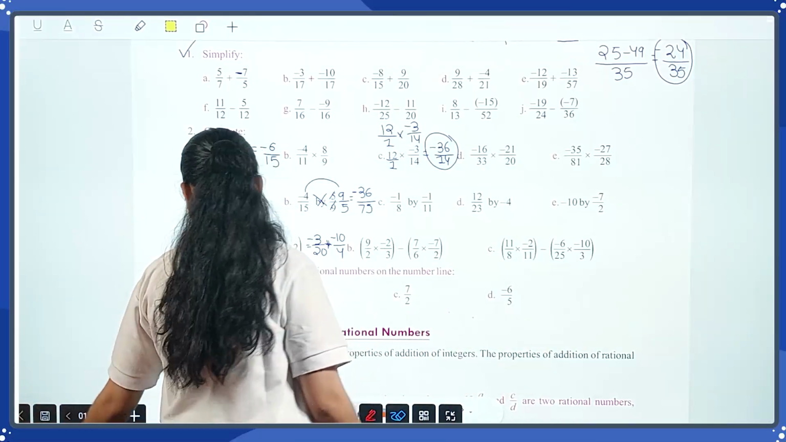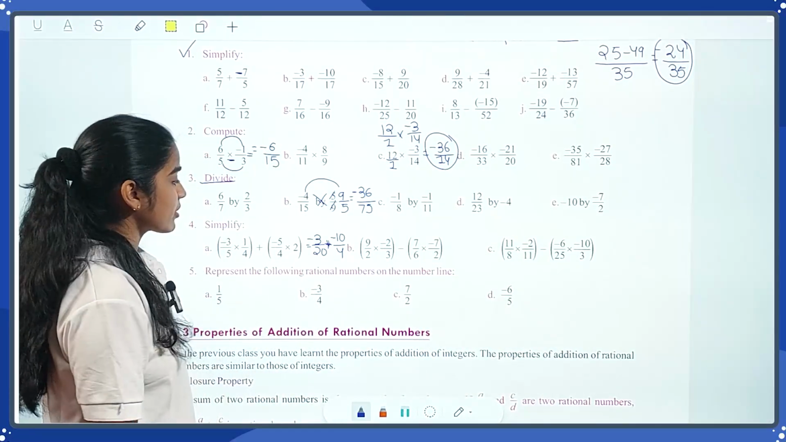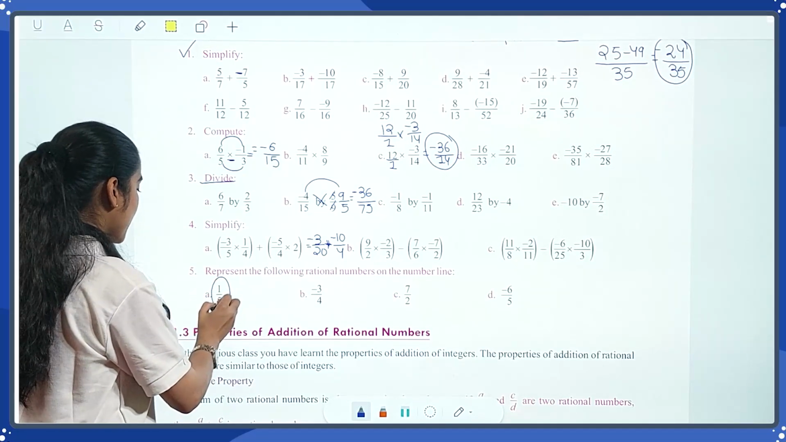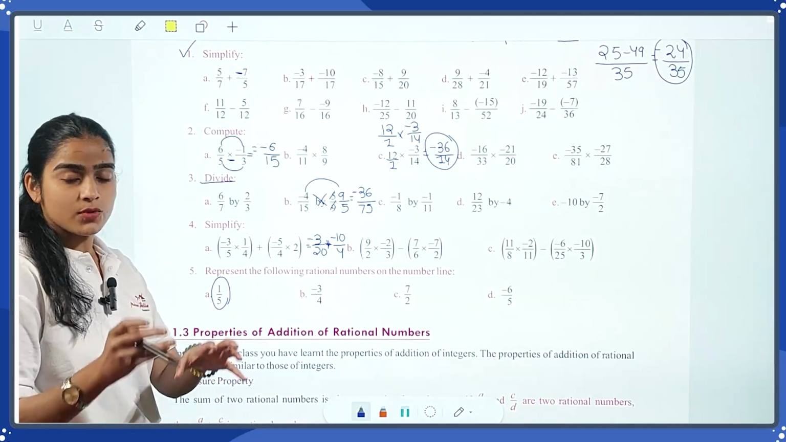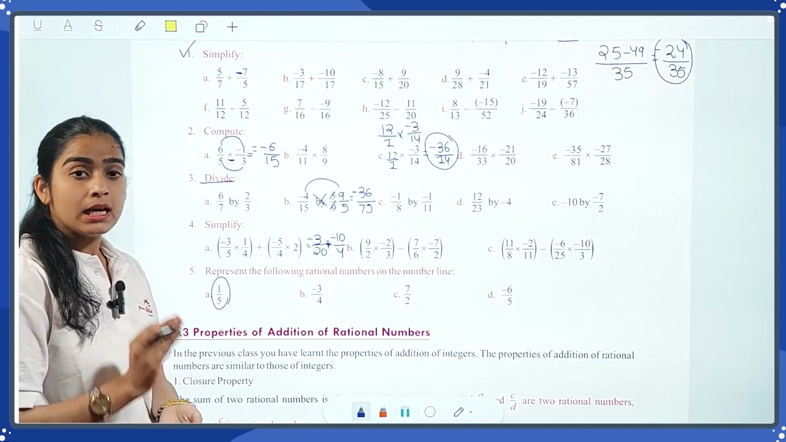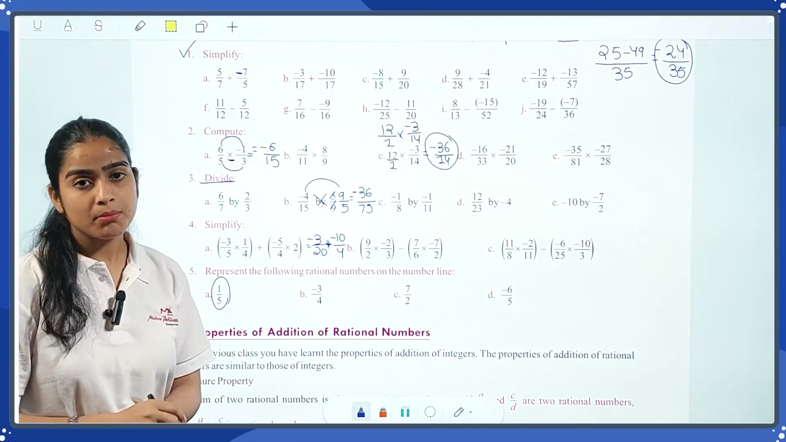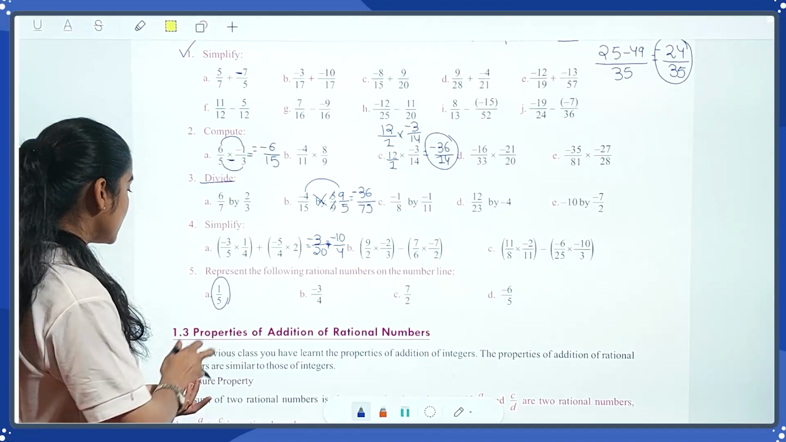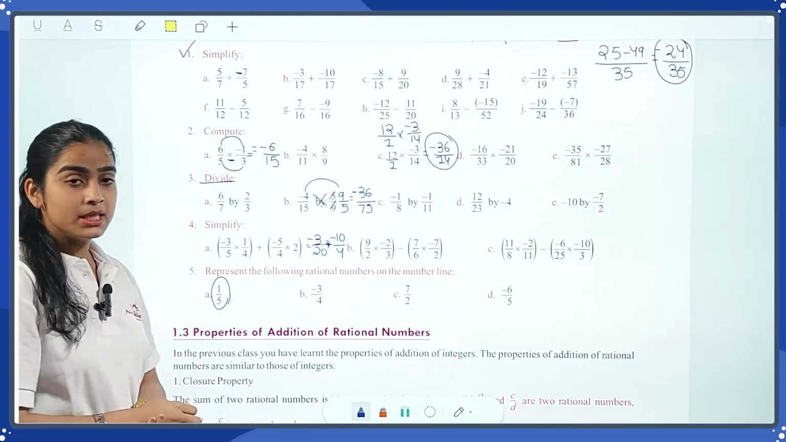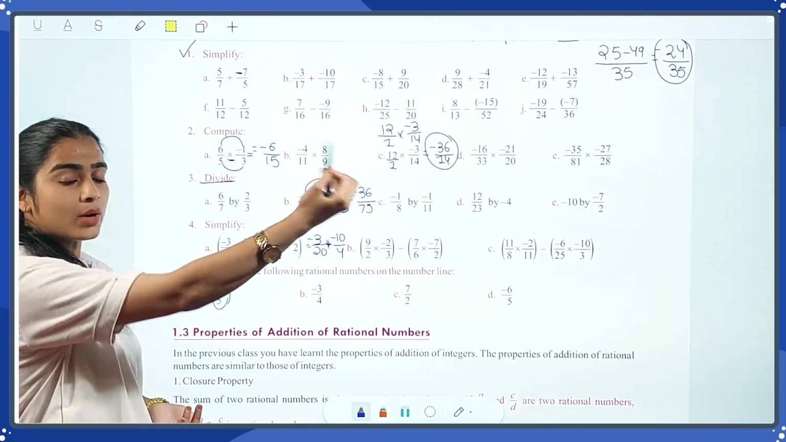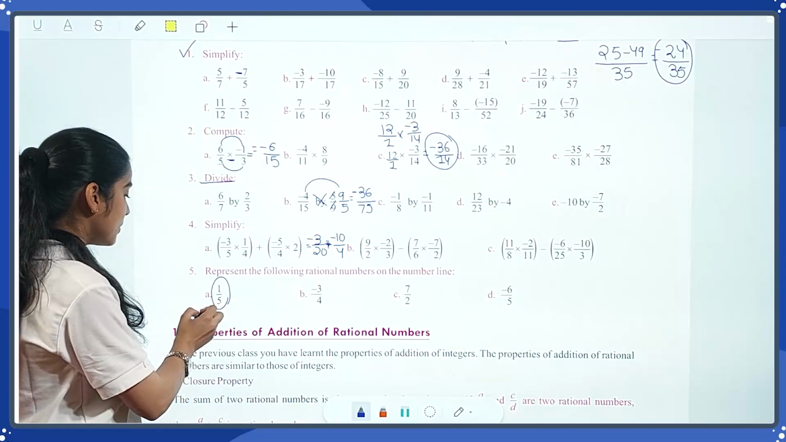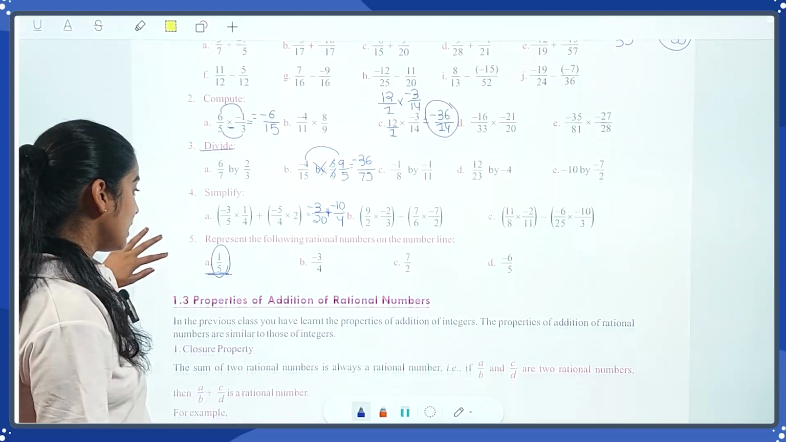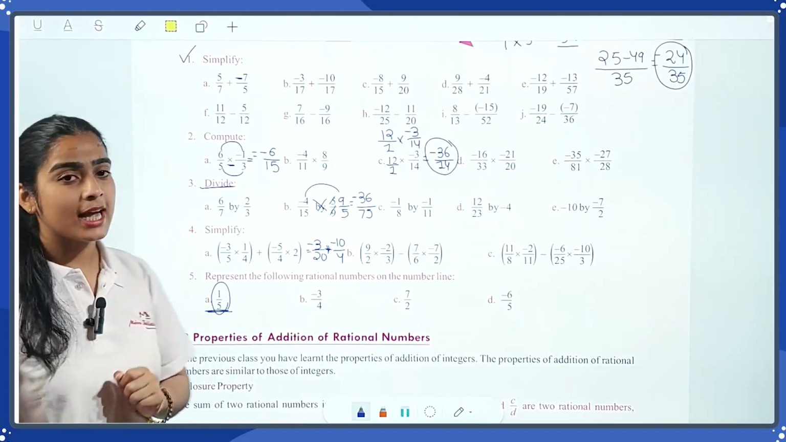So next we have: represent the following rational numbers on the number line. First we have 1 by 5. So first we have to create a number line. Then we have to divide the number line into 5 equal parts, and because it is a positive number, from 0 towards the right-hand side we have to represent this 1 by 5 over there. And with that this exercise ends here.